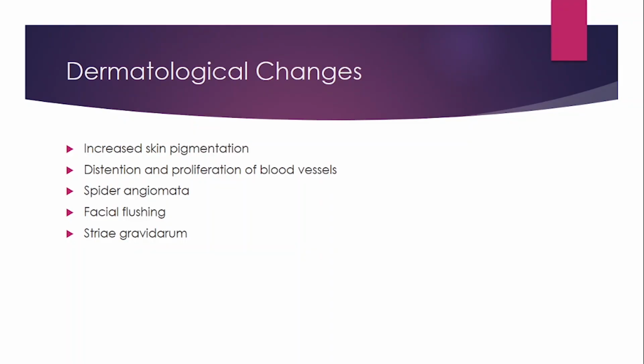Dermatological changes include increased skin pigmentation from increased production of melanin in pregnancy. There may also be distension and proliferation of some blood vessels. There could be facial flushing, and we have the presence of striae gravidarum, which is also present in pregnant women. It is particularly noticeable in light-skinned women, but it's just a thin line that arises from around the pubic symphysis, and it goes up as the uterus enlarges towards the epigastric region.